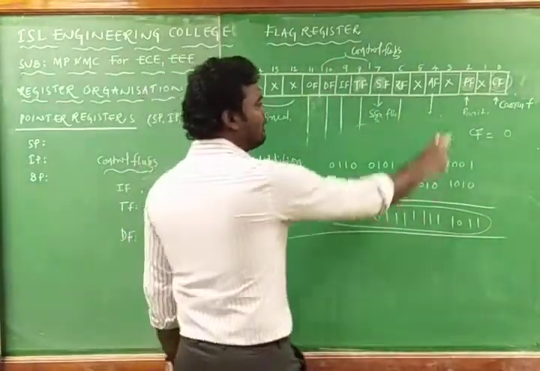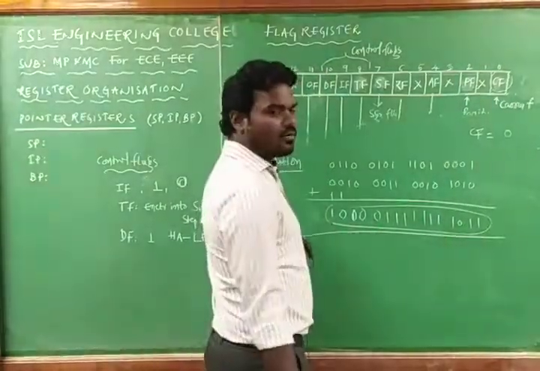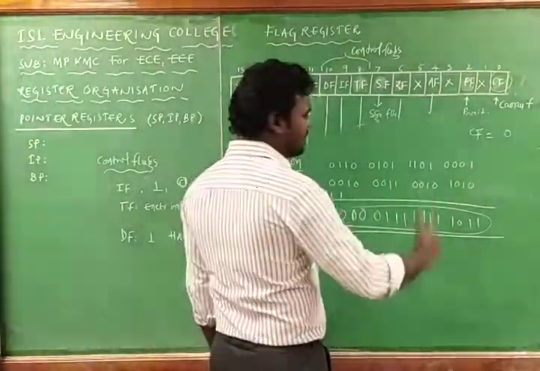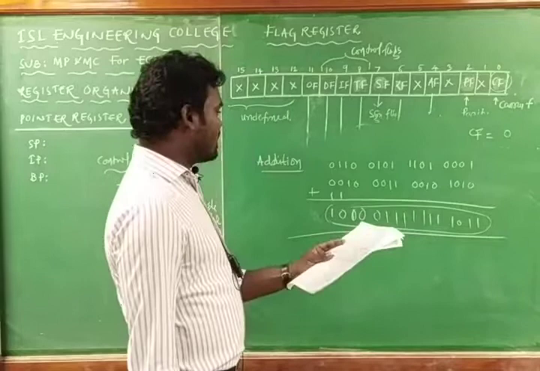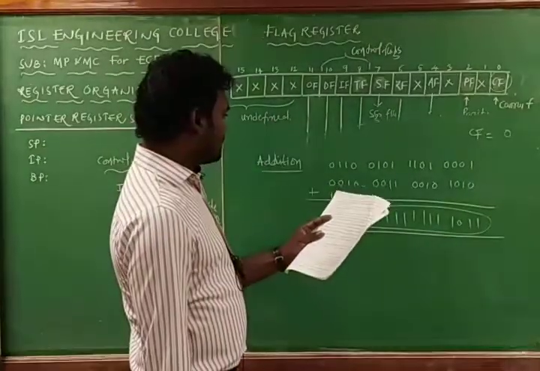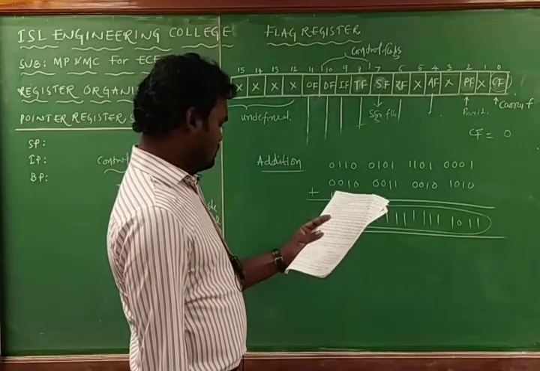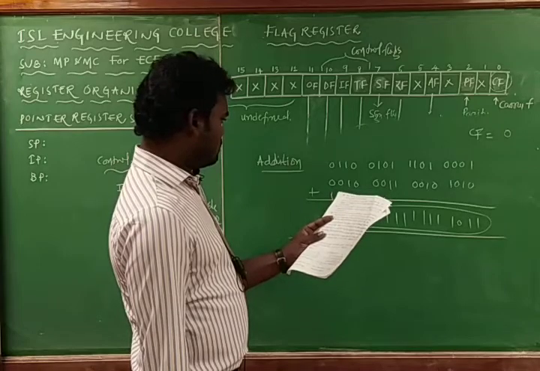Then coming to the parity flag. The parity flag is found by counting the number of ones in the result.